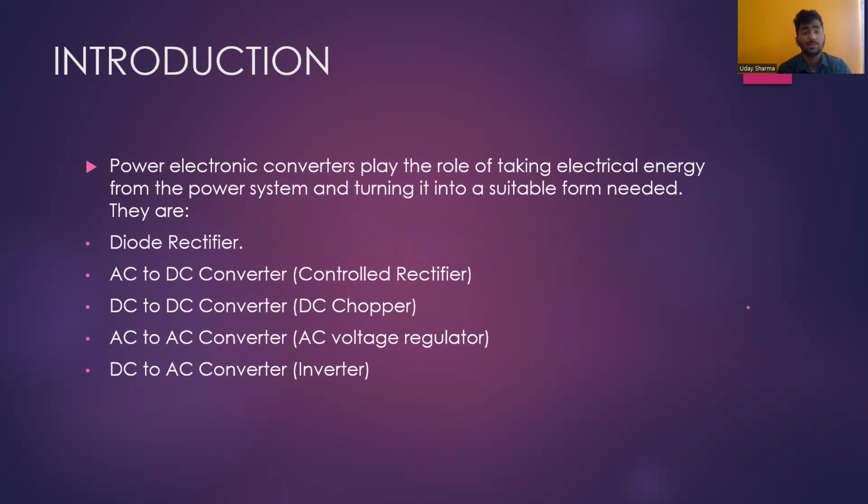Power electronic converters play the key role of taking electrical energy from the power system and turning it into a suitable form as needed. The types are diode rectifiers, AC to DC converters or controlled rectifiers, DC to DC converters or DC choppers, AC to AC converters or AC voltage regulators, and DC to AC converters, which we call inverters. The main use of these power converters is taking a stable or standard signal and converting it into a variable signal. Suppose we take a DC chopper: it takes a stable DC input and gives a variable DC output.